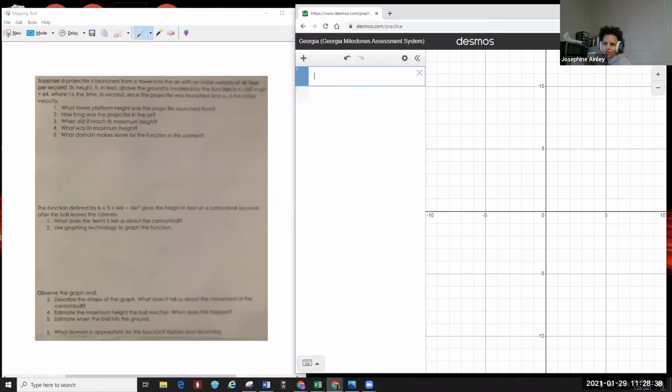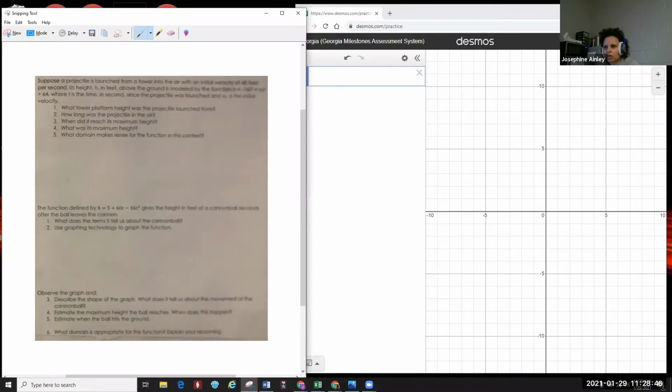Let's go ahead and answer these two word problems just to show you how to answer them if they ask it to you in context. It says, suppose a projectile is launched from a tower. Anytime you're talking about anything in context, you want to start drawing in whatever it is they're talking about. So a projectile is launched from a tower into the air. Okay, so there it is.